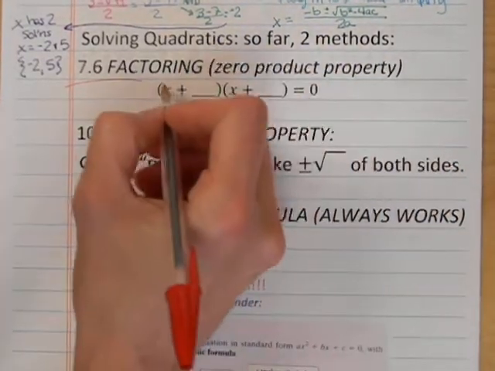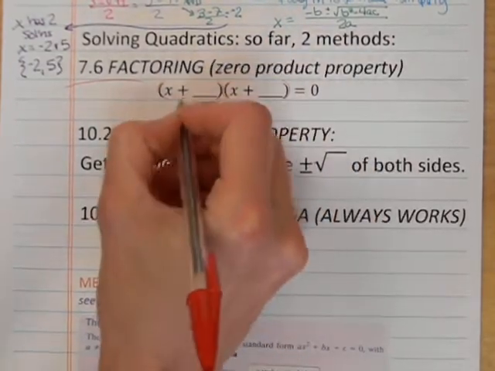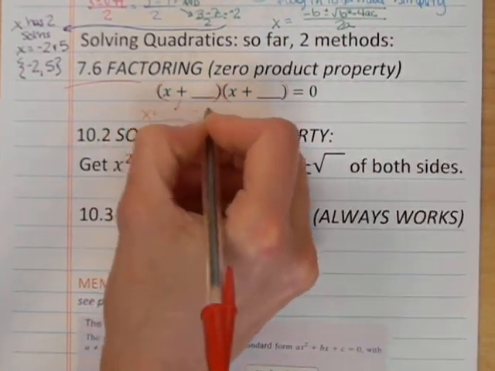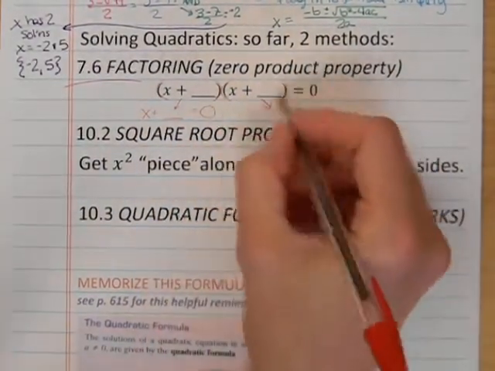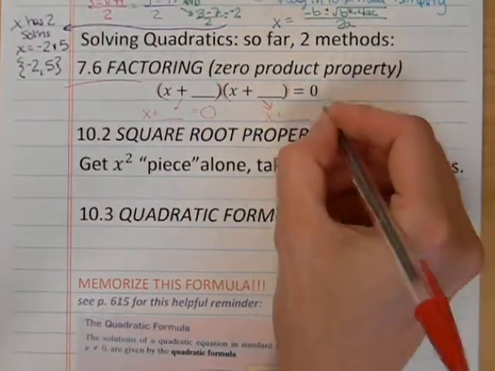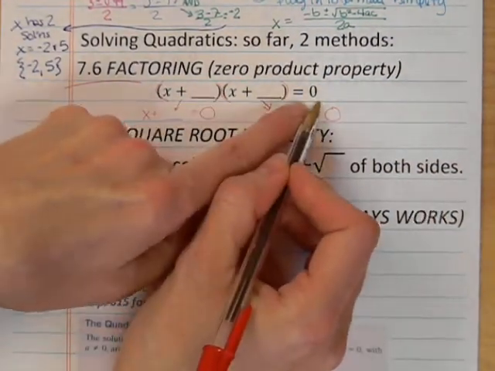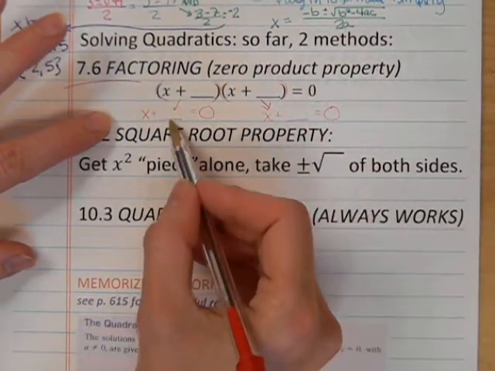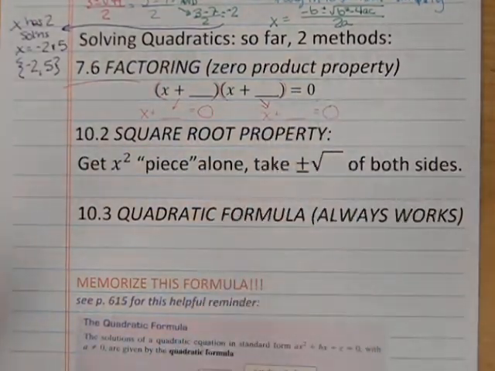So we said that if we could get it into factored form, something times something else, I could take that first something, x plus whatever it is, and set that equal to 0 and find one of the solutions. And I could take the second factor, x plus whatever that was, set that equal to 0, because when you have something times something else equal to 0, one of those has to be 0. And then we would solve those simpler equations to come up with our values for x.